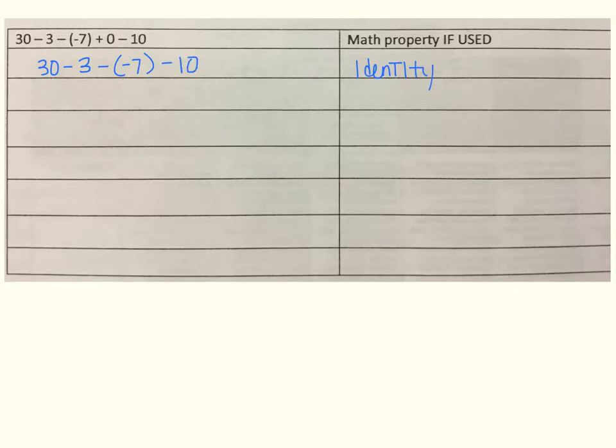Boom, 0's gone, okay? The identity property says that adding 0 is adding nothing, adding no value. So please, once you get rid of it, do not bring it back into the expression. Now let's go ahead and change all those minus signs. Okay, so we've got 30 minus 3, minus negative 7, minus 10. So there's 3 minus signs that I have to change to plus signs. Let's go ahead and perform that additive inverse.